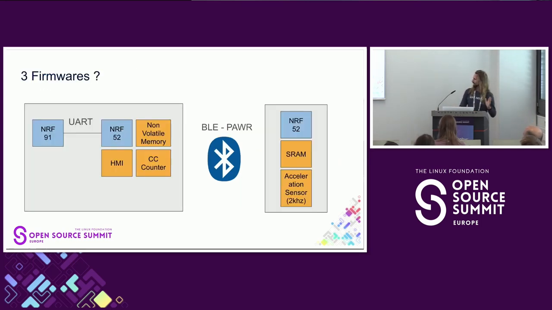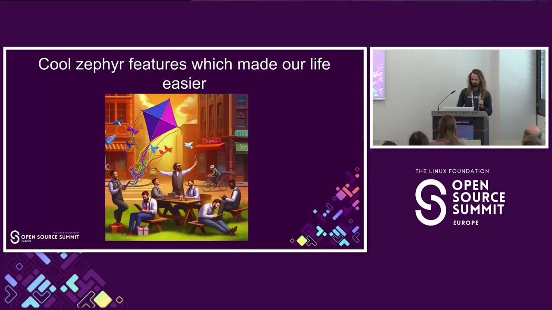And you're asking, hey, I only see three devices, why three firmwares? We built one for the nRF91, which is the LTE-M one, then the nRF52, and then we have the nRF52 on the other side on the sensor. So nothing too complex in the end.